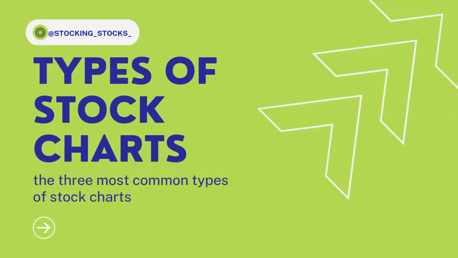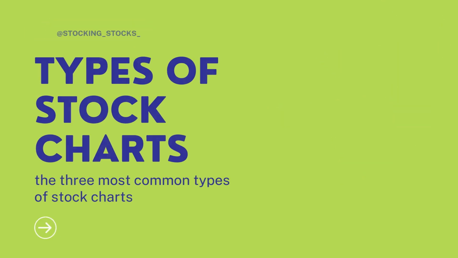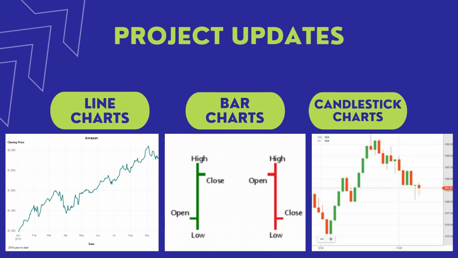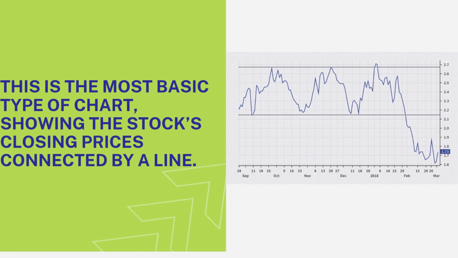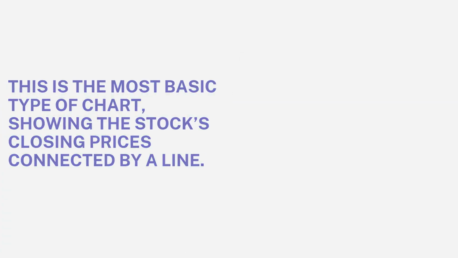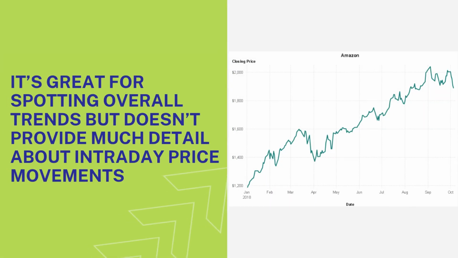Types of stock charts. Now let's talk about the three most common types of stock charts: line charts, bar charts, and candlestick charts. First, we have the line chart. This is the most basic type of chart, showing the stock's closing prices connected by a line. It's great for spotting overall trends, but doesn't provide much detail about intraday price movements.